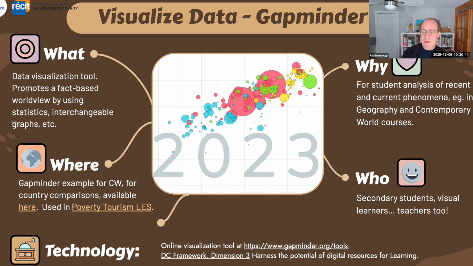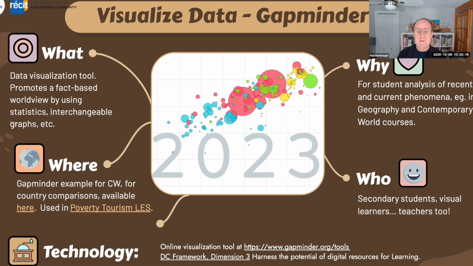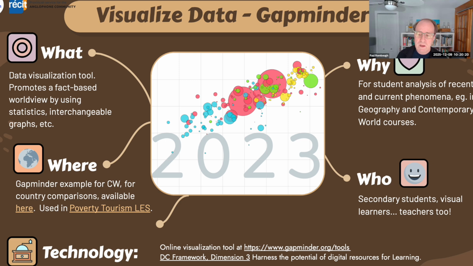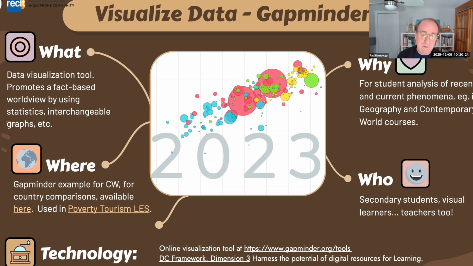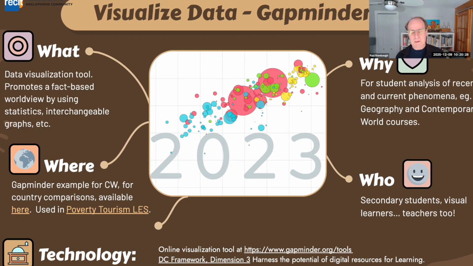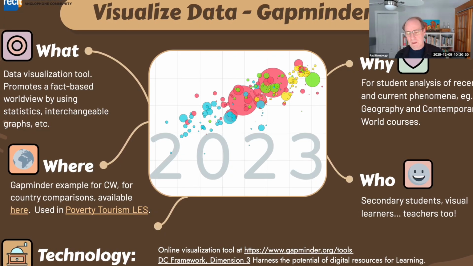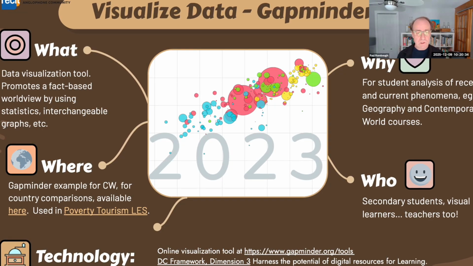And as you'll see, who it's for: secondary students, visual learners. You can really see what's going on with this type of tool. Teachers too, meaning teachers could use this to present, for example, even to the elementary level. The tool is a little bit sophisticated for elementary students to use, but definitely possible for teachers to show them.